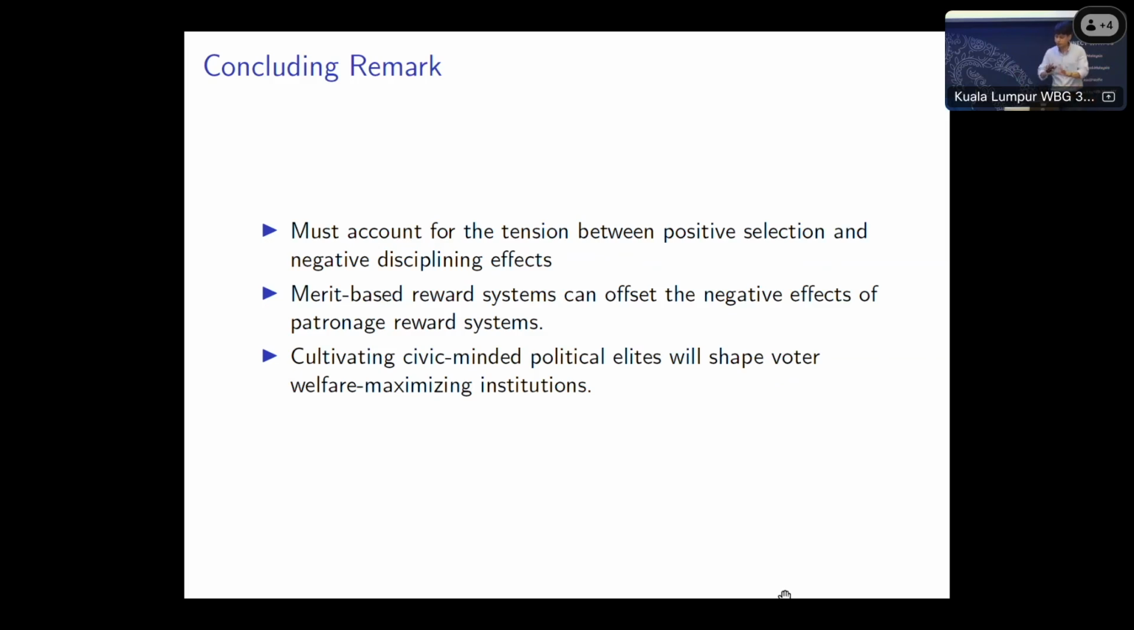But in essence, the concluding remark here is that whenever you want to increase the social benefit for people who run for office, you really have to account for the tension between the positive selection and the negative disciplining effects. When you increase the benefit, a lot more people are going to turn up to run for election, but then it lowers the discipline for the dissident politicians.